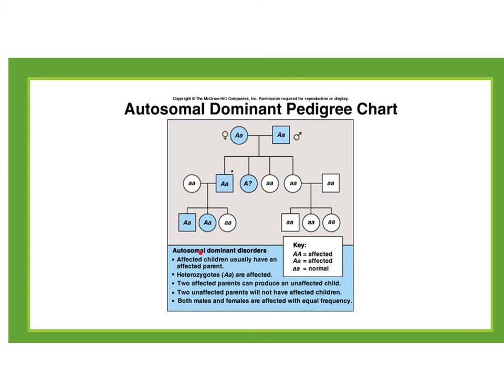So just big highlights of the dominant disorders. Affected children usually have an affected parent. Okay. Heterozygous individuals are affected. Okay, this time you just need one of the traits to show the disorder. 2 affected parents can produce an unaffected child, right? In this example, they're both affected, but they're both heterozygous, so they can have unaffected children. And then 2 unaffected parents will not have any affected children, right? If we have all recessive genes, then all their kids are going to be recessive. And then finally, both males and females are likely to inherit these disorders with equal frequency.